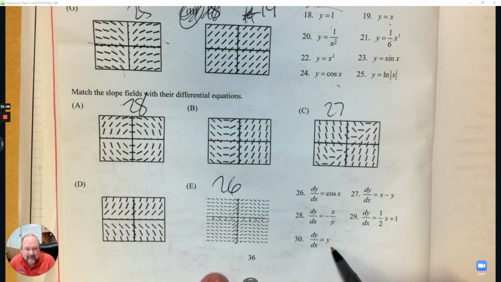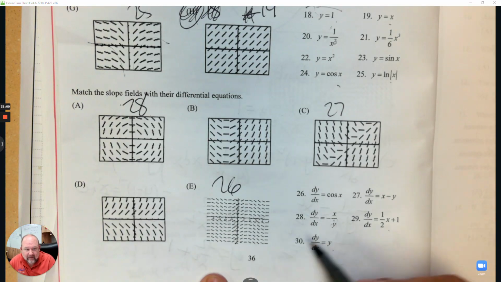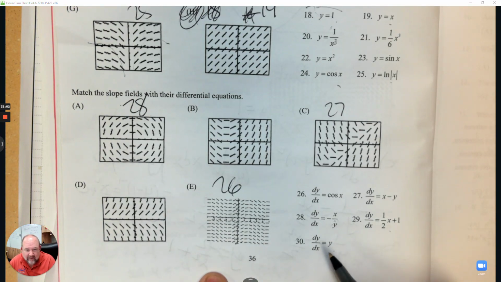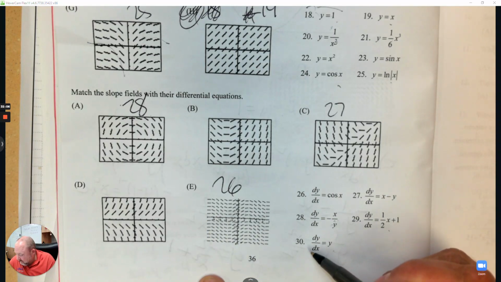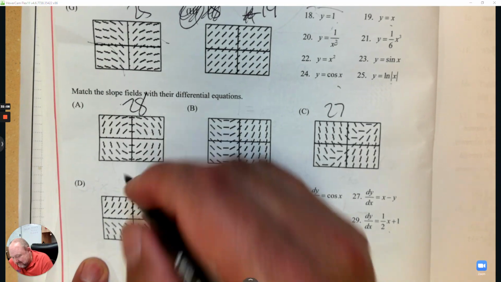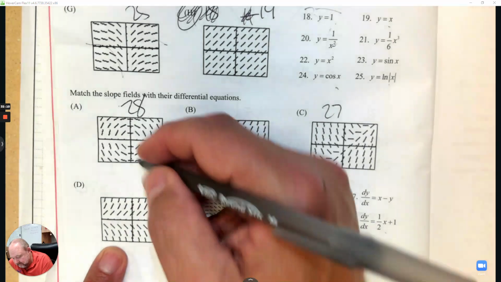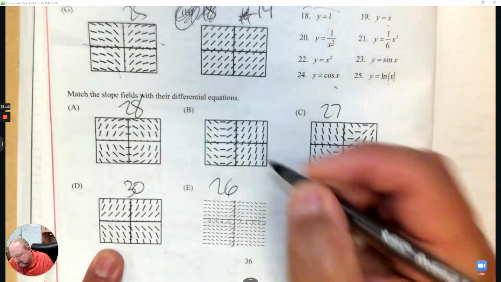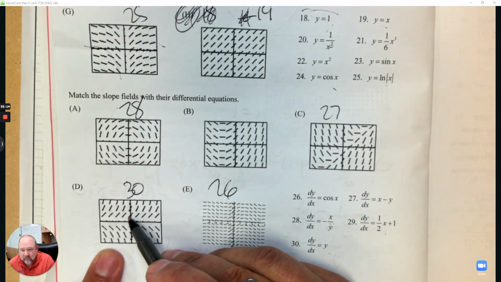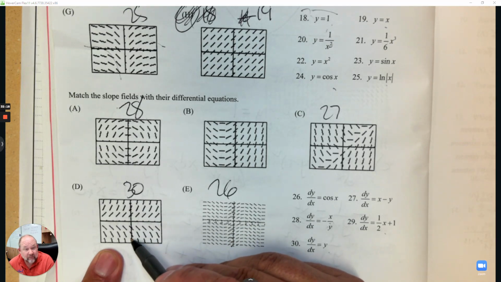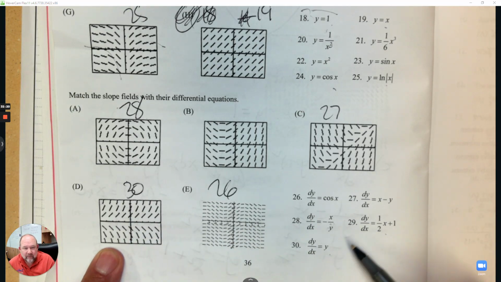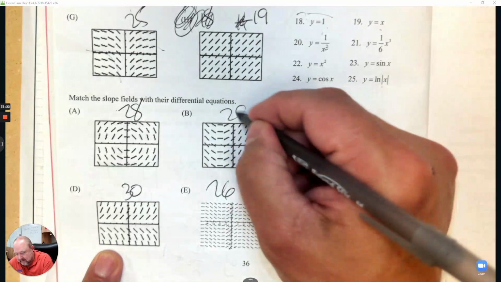So just Y, this is the one that no matter what the Y value is, 30 is going to match with D. So if Y is 1, or if Y is 2, or Y is 3, or -1, -2, -3, so it matches. Hey, that leaves me with 29 goes with B. And that means we're done.